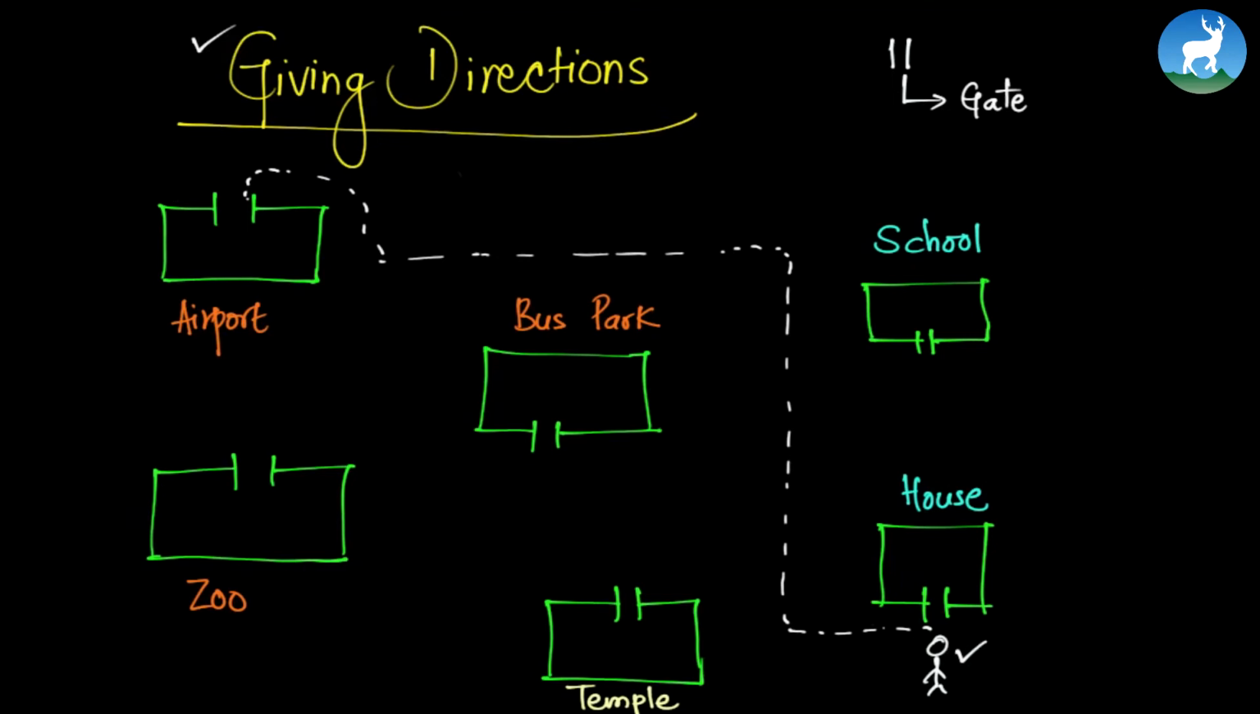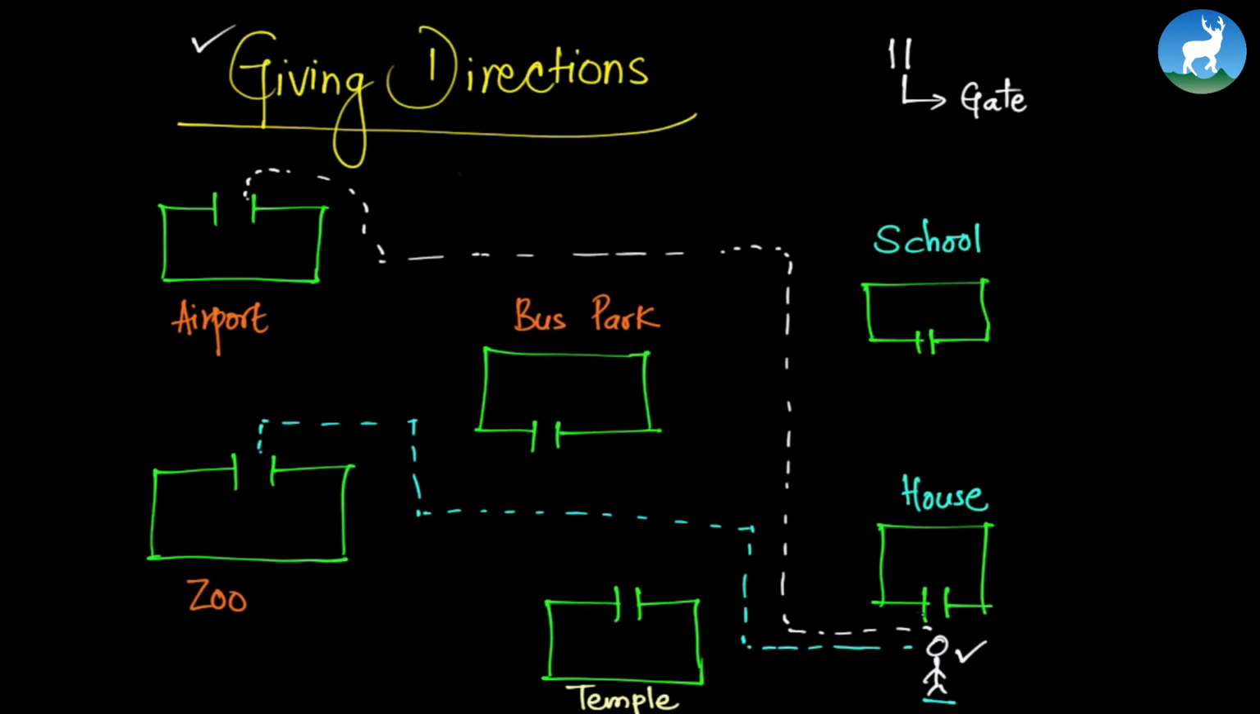Now let us assume you want to go from your house to the zoo. How would you go? Walk straight and take the first turning on your left. Walk up and take another turning on your right. Walk past the temple and take another turning. Here's another turning between the zoo and the bus park. From there, walk up and take another turning on your right and walk a bit ahead, and you will find the gate of the zoo. So it is like this, right?